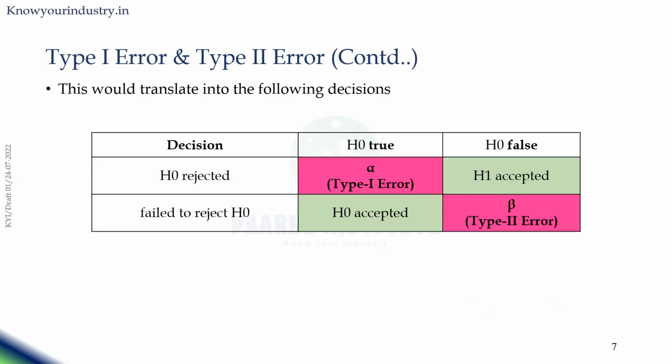So all these possibilities would translate into the following decisions. What are the decisions? H0, that is the null hypothesis, is rejected, or we fail to reject the null hypothesis, that is H0. So when H0 is true, the possibility is that H0 is accepted, but there is a possibility also that a type 1 error, that is alpha, can happen. And in case H0 is false, the possibility is that H1 can be accepted, that is the rejection of the null hypothesis, and there is a possibility that the type 2 error also can happen.